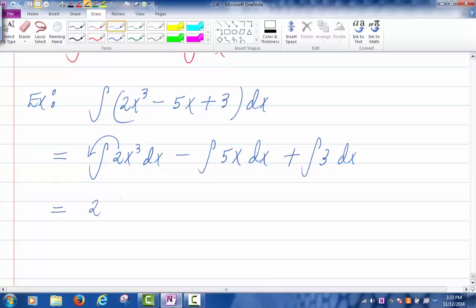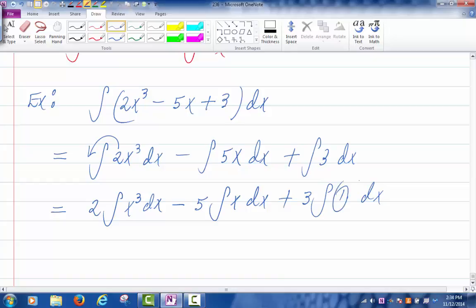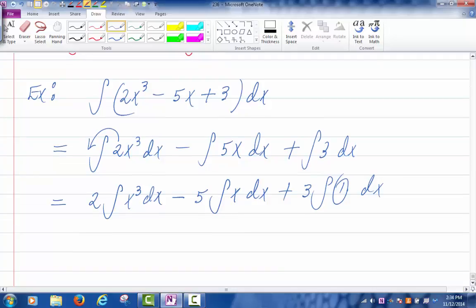So this is 2 times the integral of x cubed dx minus 5 times the integral of x dx. Here I don't have to take out the 3, but I will. Then I have 1 dx inside. Most people would not write 1 here, okay? They will just write integral of dx. But that means 1 dx, okay?